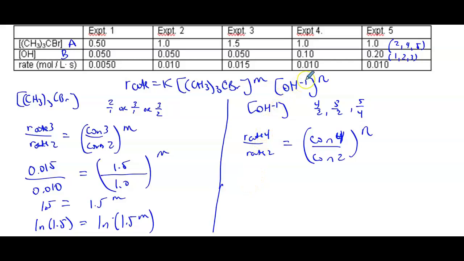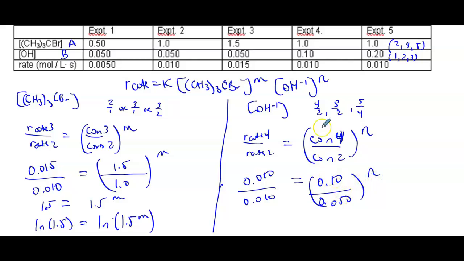So now we're going to look at rate 4, which is right here, over rate 2, which is right here, equals concentration of 4 for who? This one that we're solving for. So that's going to be 0.10 over concentration 2, 0.050, all raised to the n power. Double checking my numbers here. Okay, those look good.